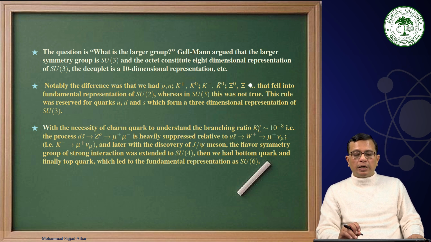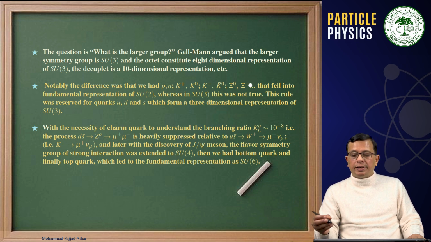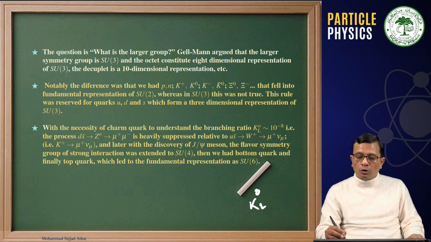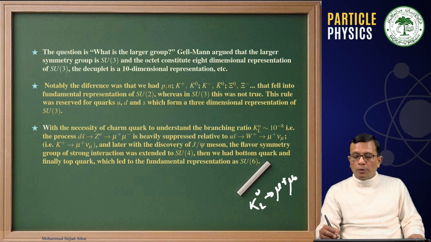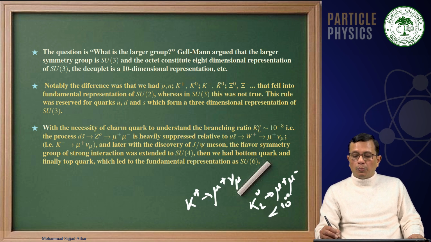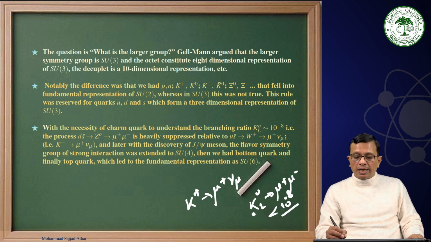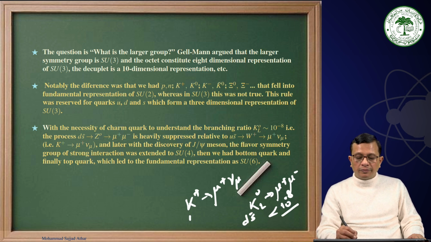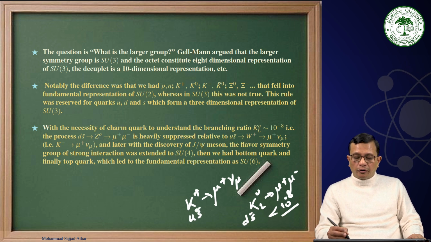Now, the other important point was the necessity of the charm quark to understand the branching ratio of KL0 being just smaller than 10 to the power minus 8. That means KL0 was not found to decay into mu plus mu minus, while K plus was found to decay into mu plus and nu mu. This branching ratio was less than 10 to the power minus 8, while KL0 is made up of d s-bar quarks. This is made up of u s-bar quarks. Therefore, what was found is that this is not possible.